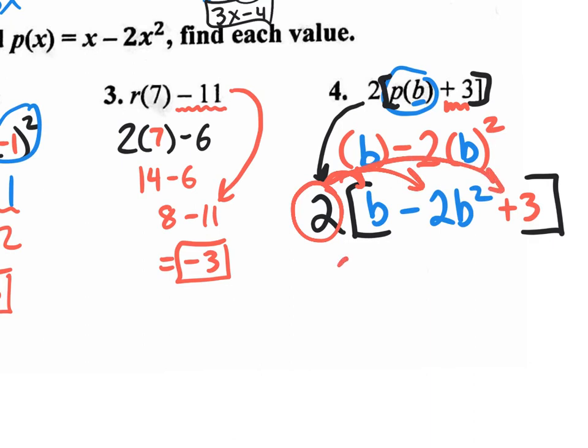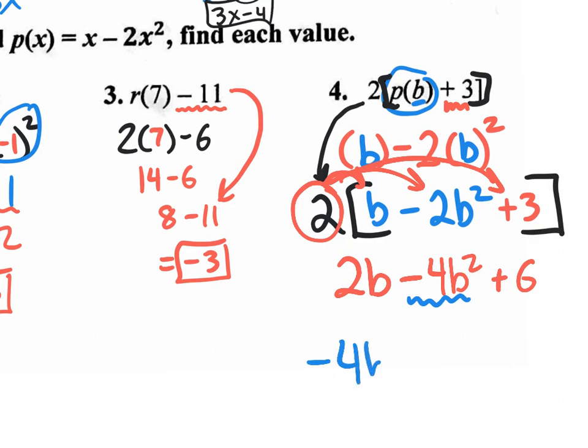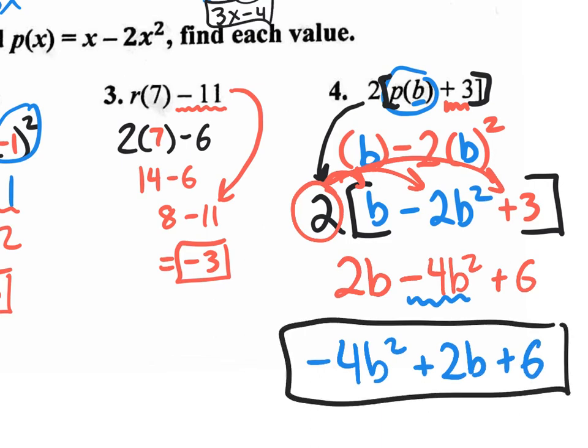So 2 times B is 2B. 2 times negative 2B is negative 4B squared. And 2 times 3 is 6. And that's your final answer. I would like you to write the highest exponent term first, and then the rest, the positive 2B and then the plus 6 at the very end. This is called standard form: having the highest exponent term first, all the way down to your constant at the very end.